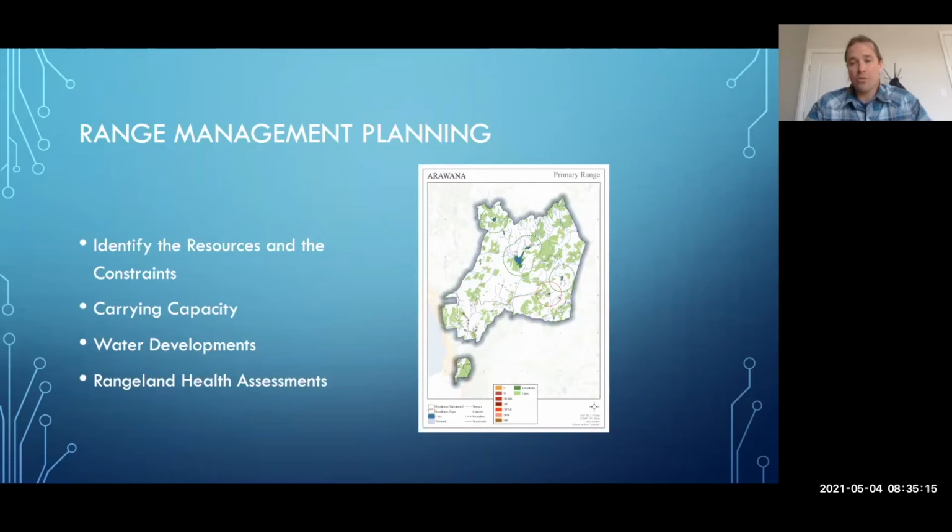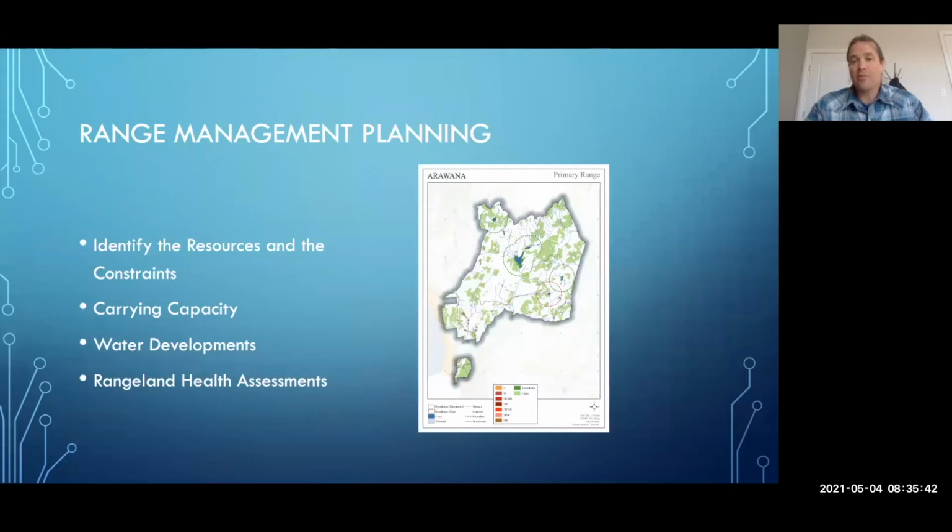We can also use this information to potentially identify areas where forage could be developed or improved, or where water could be improved. If we have an area on the landscape where we have a large amount of forage but no water, we can potentially look at that zone for developing some water to access that forage resource.